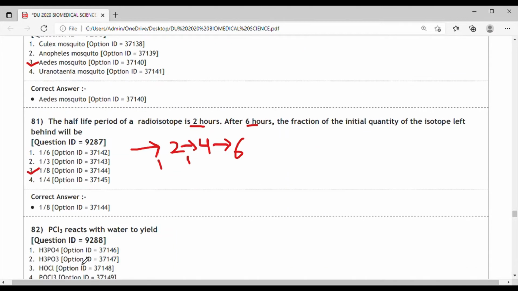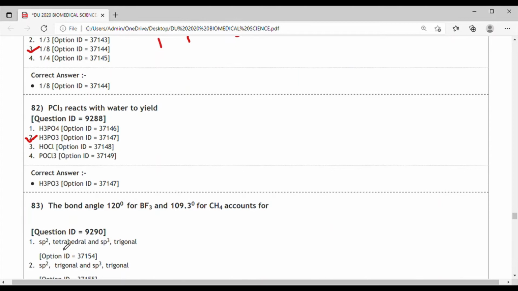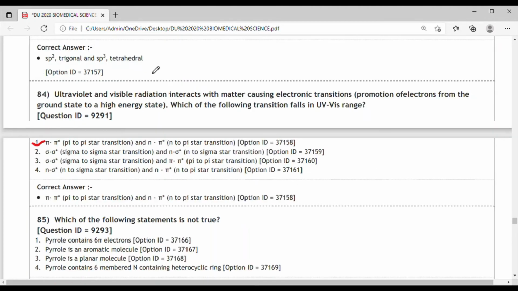Next question, question 82. PCl3 reacts with water to yield the H3PO3. This is the chemistry part. So the correct answer is the option 2, H3PO3. Or the next question, question 83. The bond angle 180 degree for the BF3 and the 109.3 degree for the CH4 accounts for the next question.